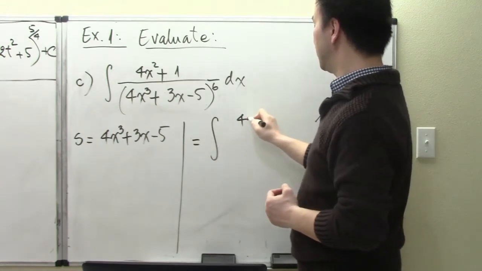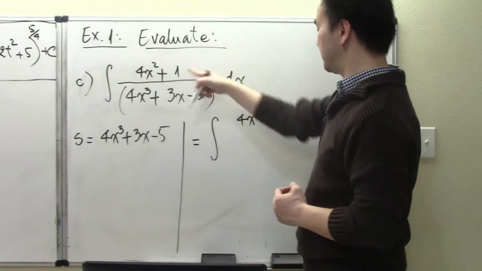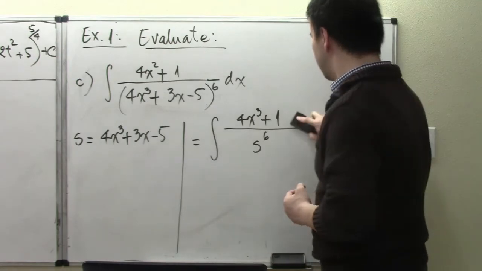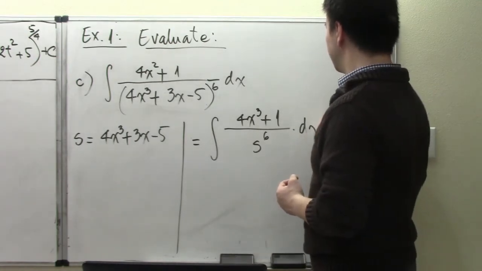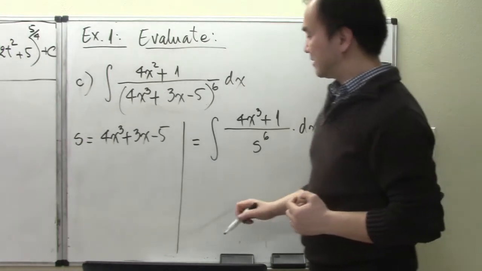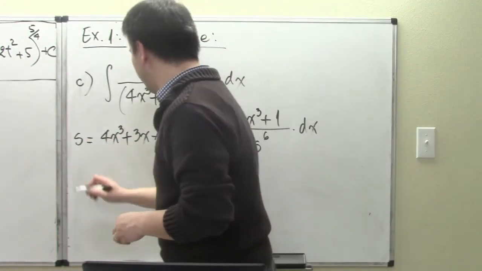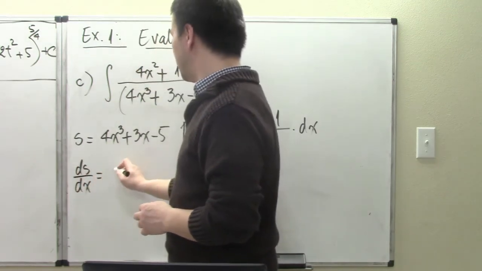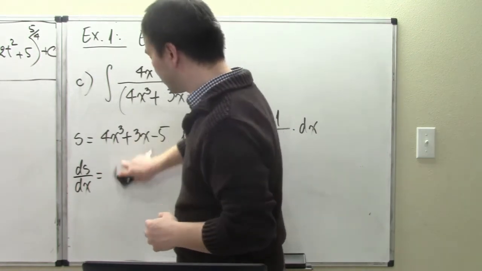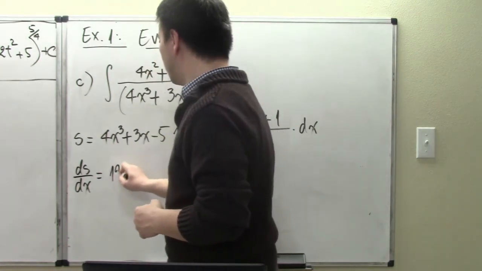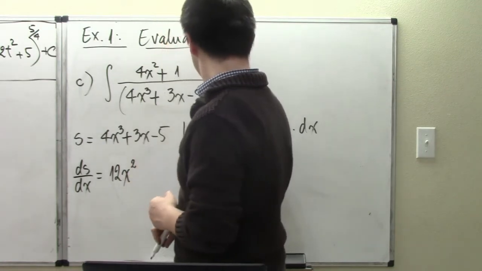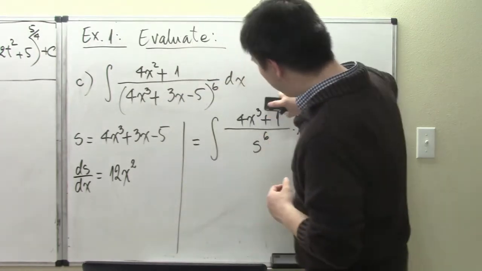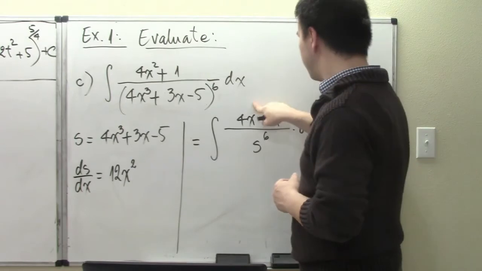This is 4x cubed plus 1. I did not substitute for that, but in the bottom now it becomes s to the 6th, and the dx is still here. All right, so I know that I still have more to follow through. So now I'm going to need to go back here and try to find a way to substitute the dx away. So ds dx here is going to give me 12x squared, okay, and I actually had a typo in my previous step right here.